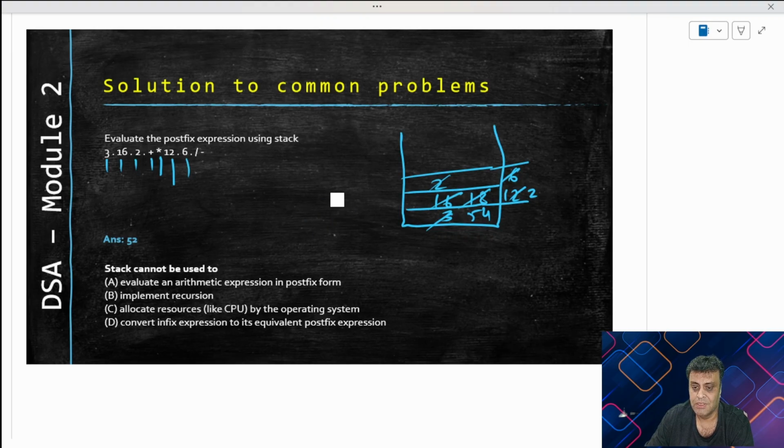Now what will happen is we will have a minus, and for doing that minus, we'll have to pop this out.